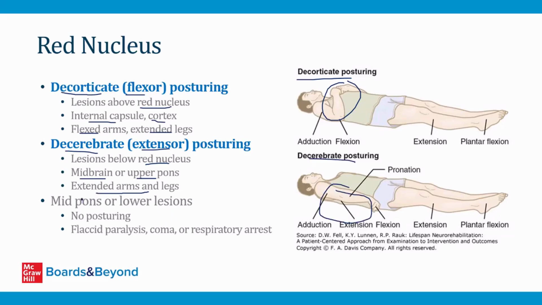And then if the lesion is even lower than that, like let's say there's a massive brain lesion in the mid-pons or somewhere below that, then there won't be any posturing. The patient will just have flaccid paralysis. They can be in a coma, they can have respiratory arrest, but they won't have this decorticate or decerebrate posturing. So this is probably the most important thing to know about the red nucleus, is that you can localize lesions to above or below the red nucleus based on the type of posturing an unconscious patient demonstrates.